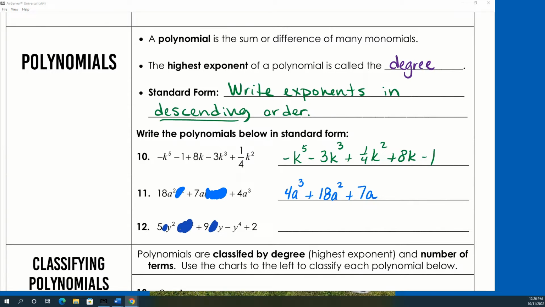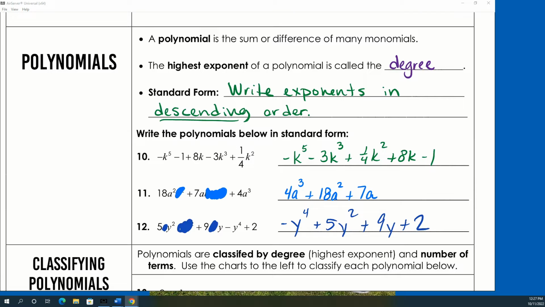Okay, so for number 12, we're going to write this in descending order, which means the exponents are going to go down. What did you guys start with? Good. Negative y to the fourth. All right. Then? Plus 5y squared. Good. Plus 9 plus 2. Good job.